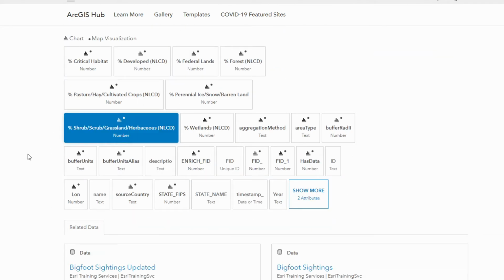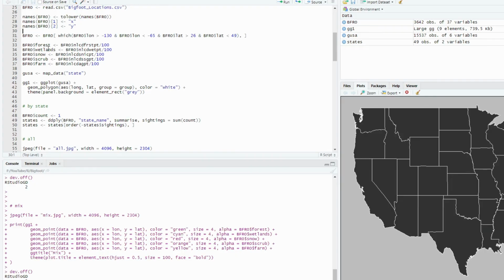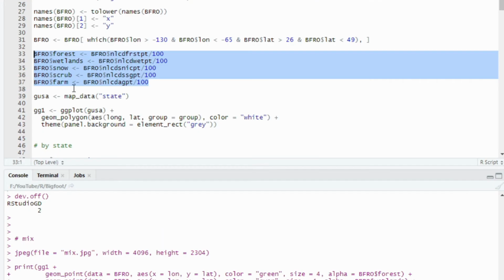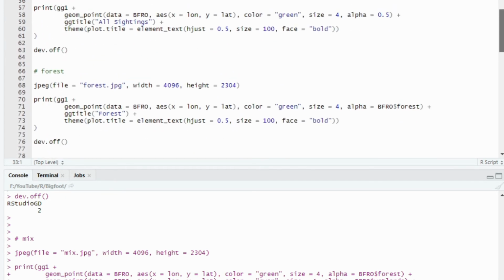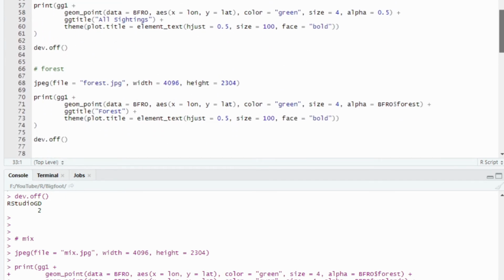I got this data yesterday and I couldn't quite work out how to use it, but then I woke up this morning with an idea. What I've done is take those new variables, forest, wetlands, snow, scrub, and farmland, and divide them by 100. Then I've used them as the alpha value for the points.